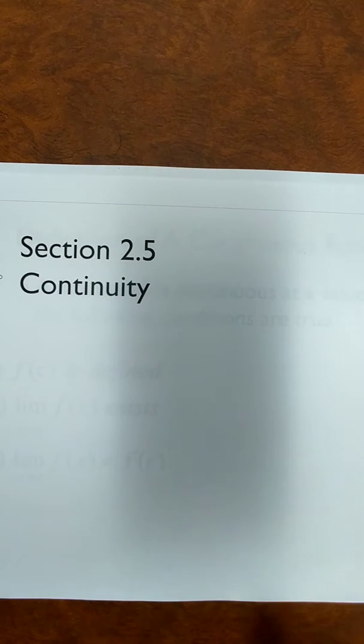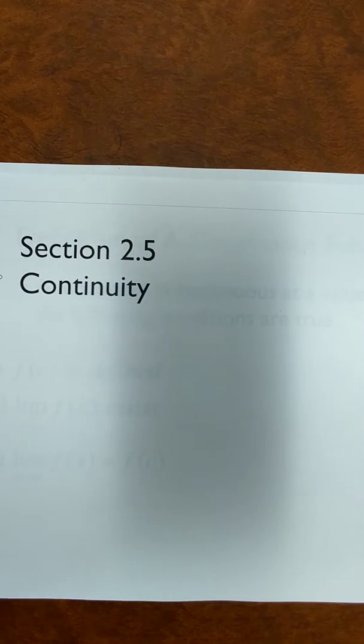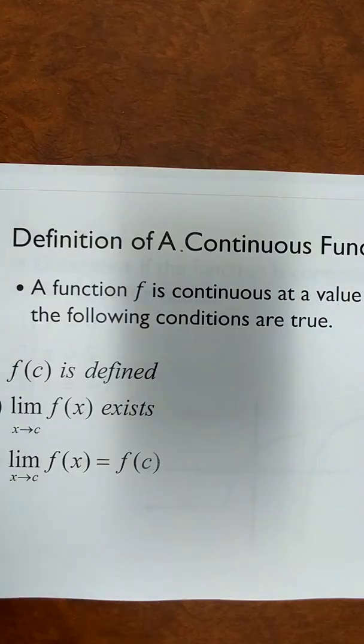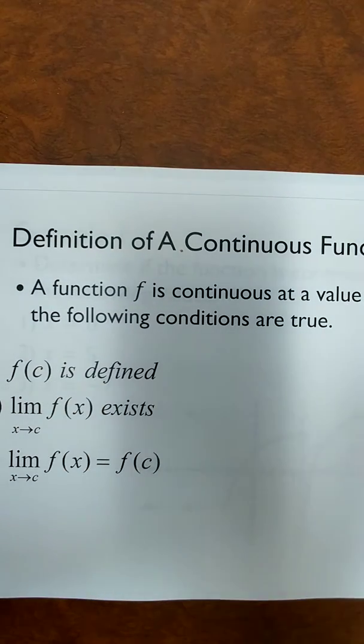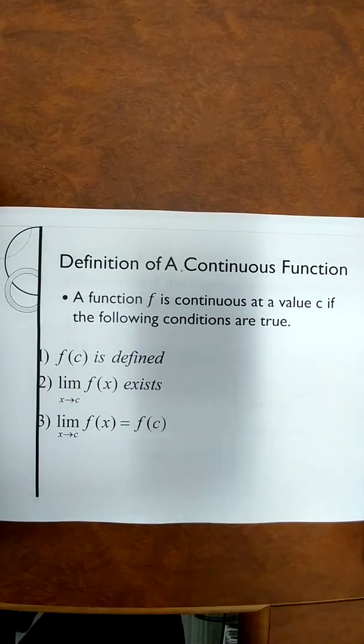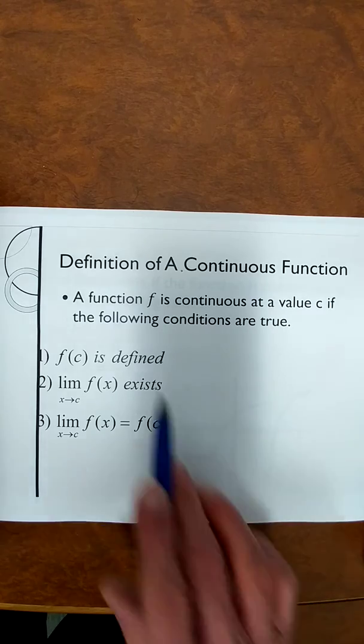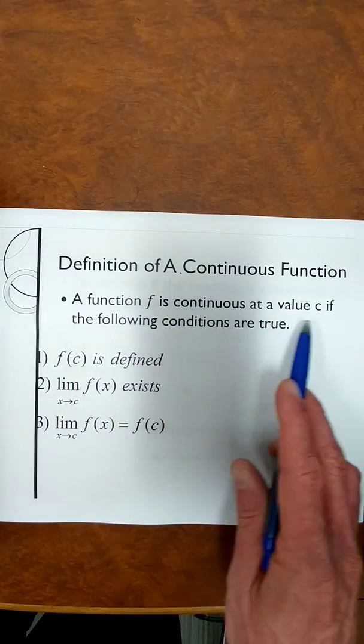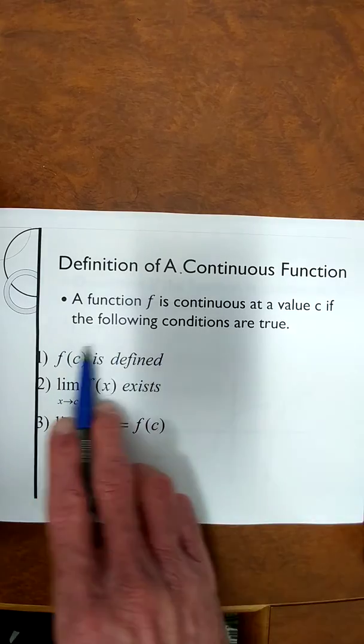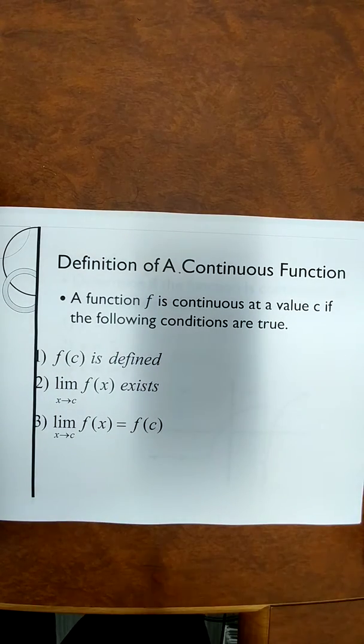In today's lesson, we're going to talk about continuity, what it means for a function to be continuous. To do that, we need to discuss what it means to be continuous at a point or value, say it's c. So a function f is continuous at a value c if the following conditions are true.